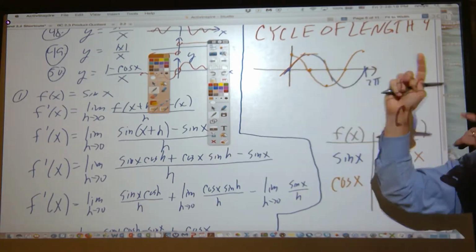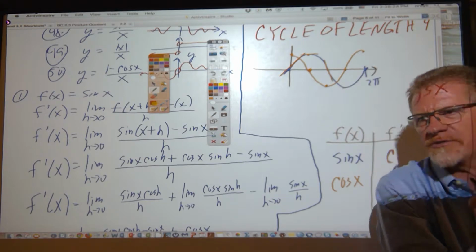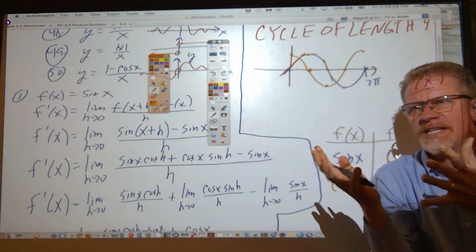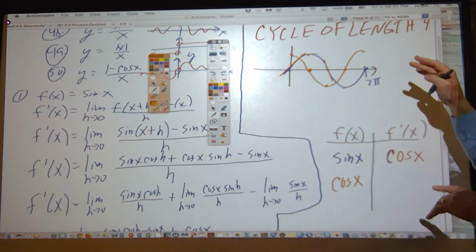But we probably could have guessed it by just sketching the graph of f prime of x based on the graph of f of x. Do you see how that would have been a reasonable guess? Just a guess. So we proved it. It was a guess. Well, you know what?